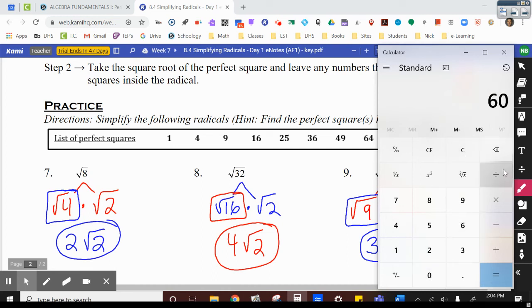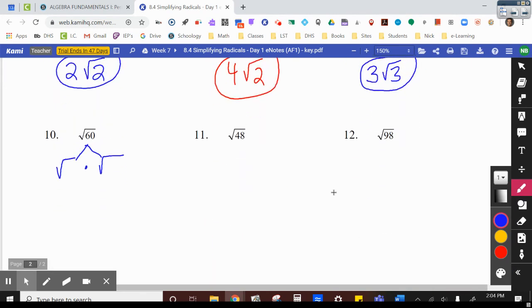So next number to try is 9. 60 divided by 9 is 6.6. Nope, that's not going to work. So how about the number 4? 60 divided by 4 is 15. There it is. Those are my two factors that I'm going to break up 60 into. So hopefully you found that 4 and 15.